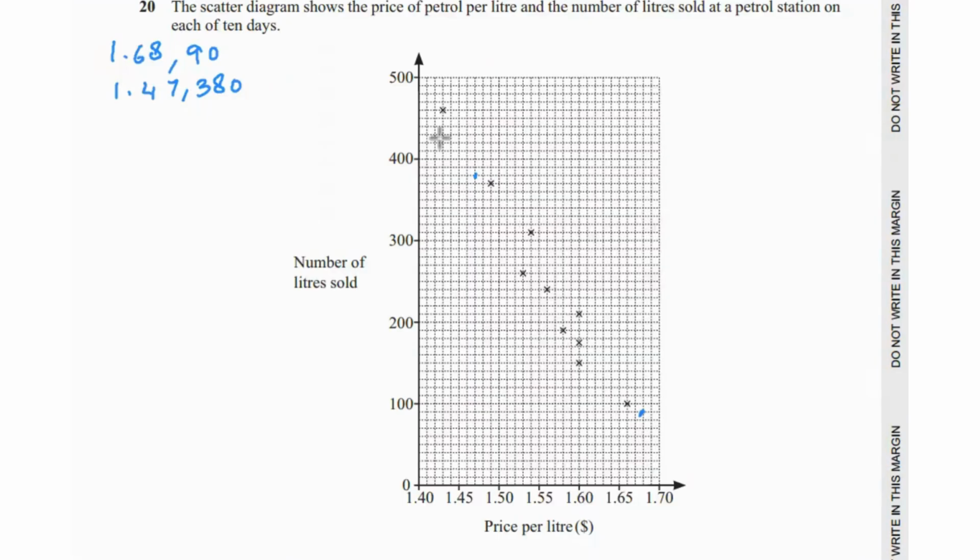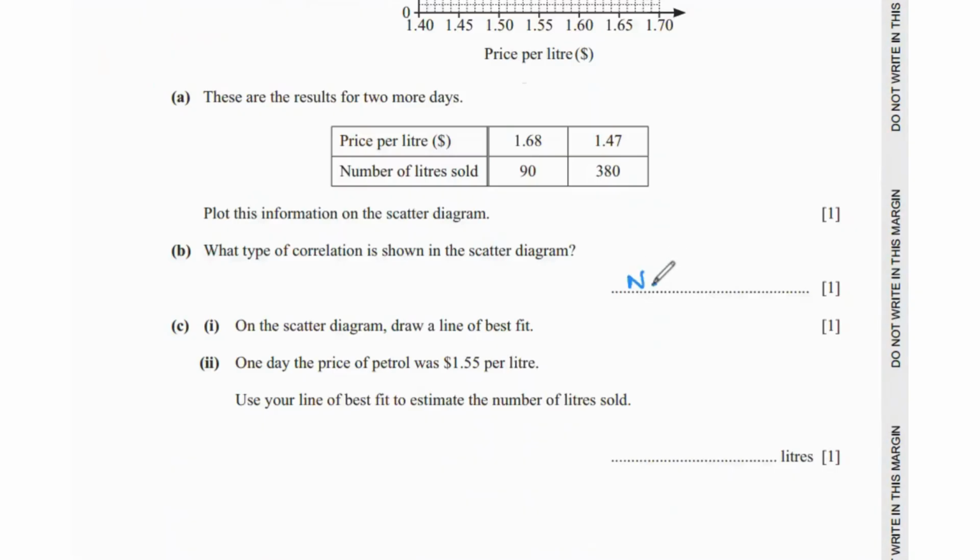So now for the correlation, we can see that it's negative correlation because as the price of petrol is increasing, your number of liters sold are decreasing. When one thing is increasing and the other thing is decreasing, that means it's negative correlation. When both things are increasing, it's positive correlation. And if all of the points are scattered around, like there's no link, that means there's zero correlation. So negative correlation.